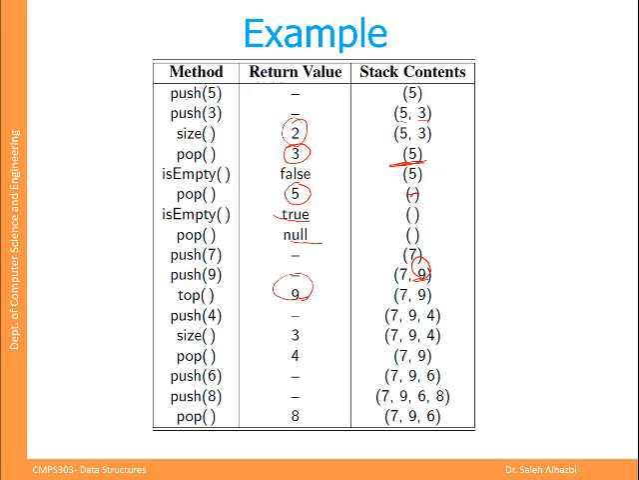Now if you push 4, it means now 7 9 4. Size means we have 3 elements. Pop means remove the last element, so it will remove 4. Push 6, now it will be 7 9 6. Push 8 will be 7 9 6 8. If you call pop now, it will return the last inserted element, which is 8. So it returns 8, and also it removes that from the stack. So those are examples of the operations of the stack.